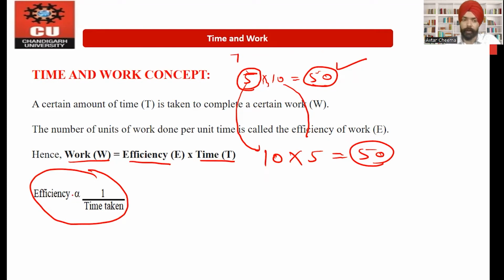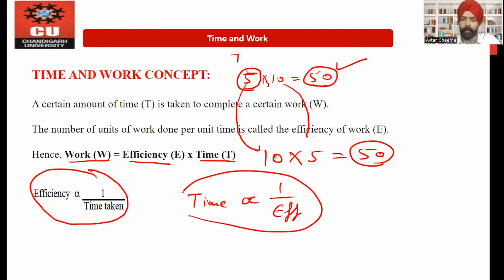Similarly, I will write down that time taken has a reverse relation with efficiency. Both are reverse to each other.